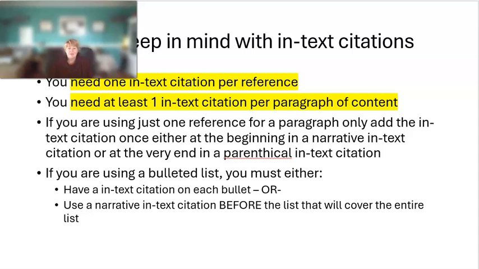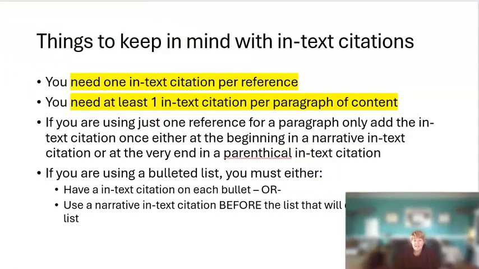Things to keep in mind with in-text citations. You need one in-text citation per reference. You need at least one in-text citation per paragraph of content, because we cannot say anything without showing that it came from a scholarly source, particularly when we are graduate students. If you're in an undergraduate program, you do want to get into the mode of researching appropriately, and that means that we never use the word I, no personal pronouns, and that even our conclusions are based on evidence-based practice.